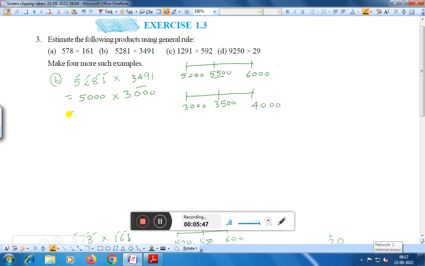Now if we multiply this number, 5 into 3 is 15, and how many zeros? 3 and 3, 6. 1, 2, 3, 4, 5, 6. After 3 digits there will be one comma, after 2 digits another comma. This is the answer of question number B. Now we will do question number C.